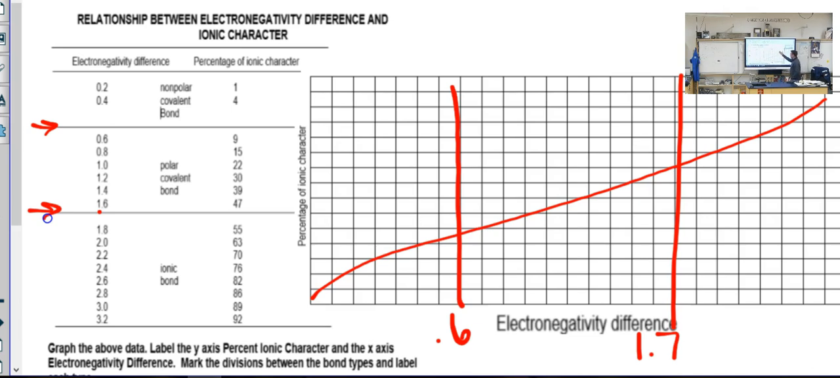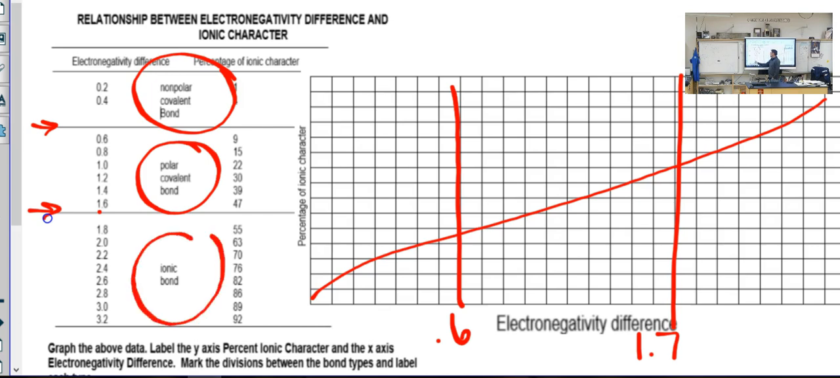So put those vertical lines, and then it says to label these 3 sections. So this first section is your non-polar covalent. You can write the whole thing out. The next one is polar covalent, and this is ionic. So go ahead and add that to your graph.